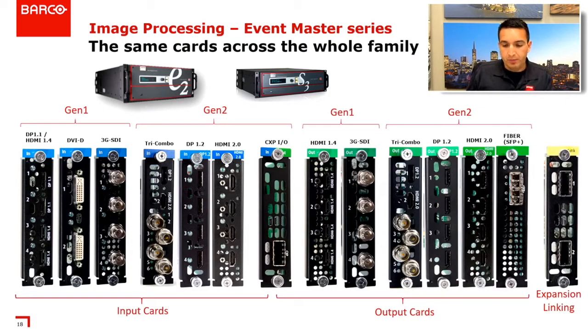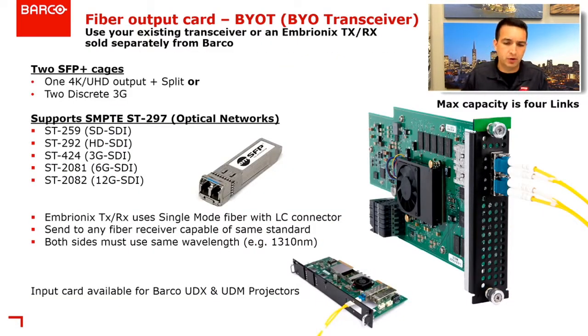On the output, we have pretty much all the same cards we have as the input, except we added a Gen 2 Fiber SFP Plus card. So the Fiber output card is essentially a BYOT, or Bring Your Own Transceiver, card. It's kind of like a Gen 1.5, or a low Gen 2. It essentially has the capacity of a Gen 1 card, but it's in our new Gen 2 format, and we consider it a Gen 2 card, to be honest with you. It does one 4K output with a split, or it will do 2 discrete 3Gs.